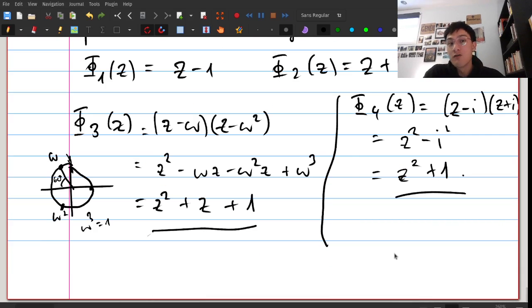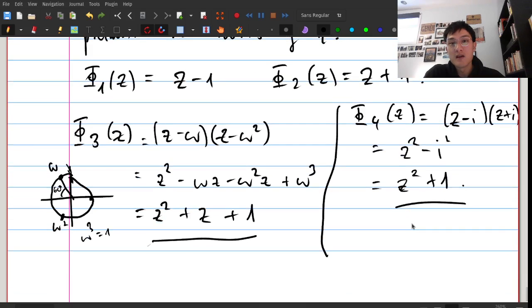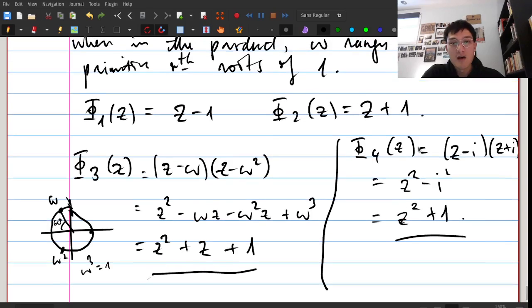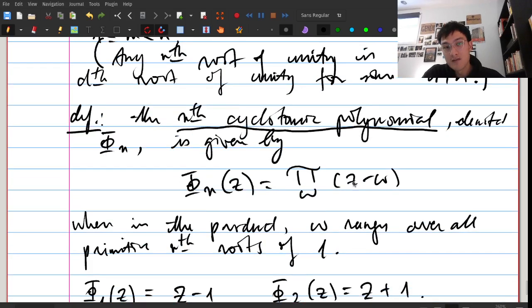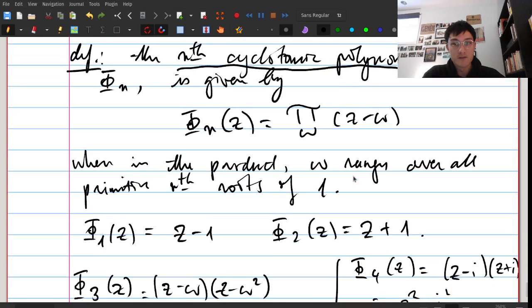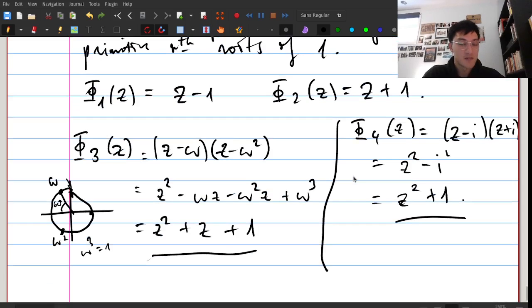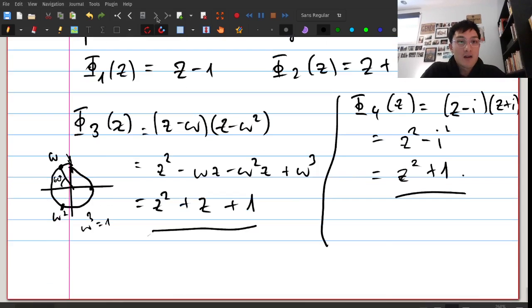You'll notice so far all the cyclotomic polynomials have integer coefficients, and that turns out to be a more general phenomenon, and we're going to prove that really soon. They're also all monic, which is very easy to see just by the formula: there's no coefficient in front of z. You take the product of all of them, and you have no coefficient in front of the leading term. Okay, so we're going to prove a little lemma about just the basic properties of the cyclotomic polynomials.